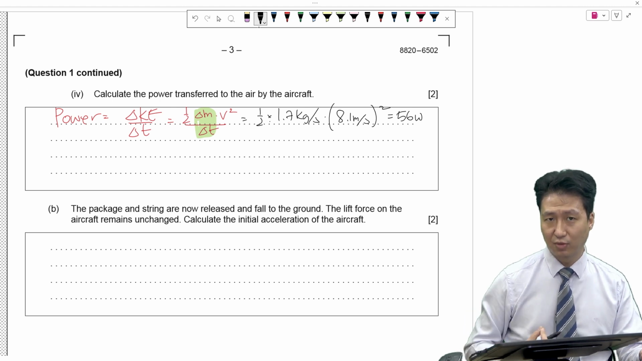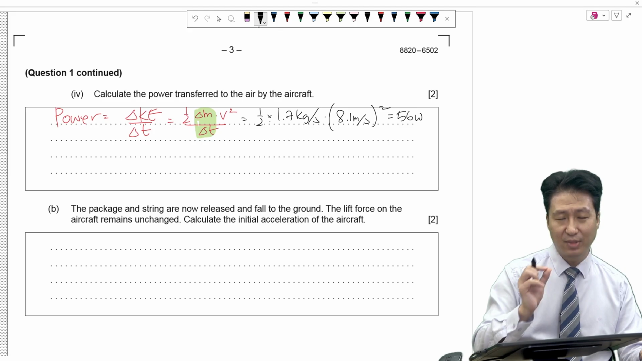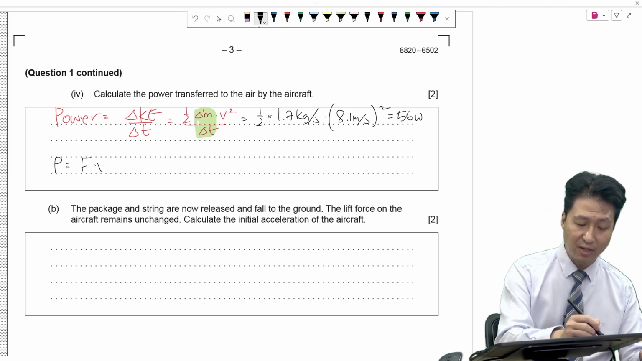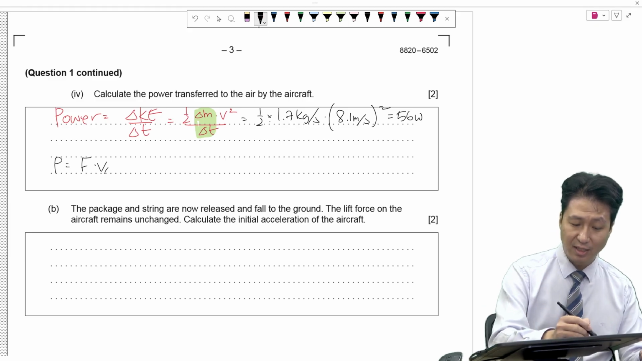There's another way to solve this question, but it's a little bit tricky. So what we want to do is take the power as being the force times the velocity. But here, remember, it's the average velocity.